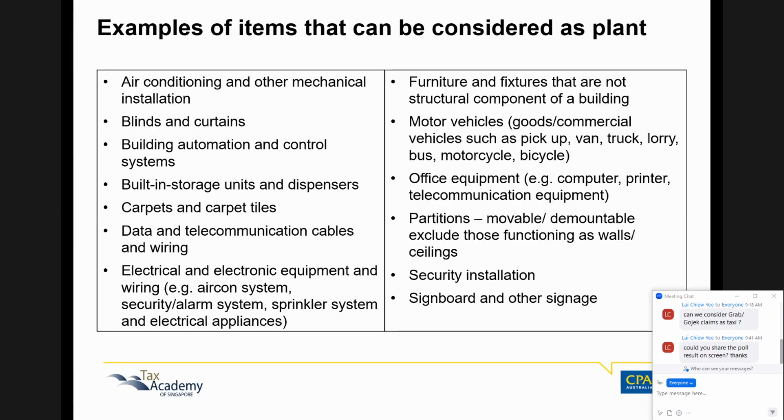Anyway, just now we covered this case law to show you that there can be differences in views on the determination of plant and machinery. This slide shows examples of items that can be considered as plant or machinery, meaning you can claim capital allowance on.